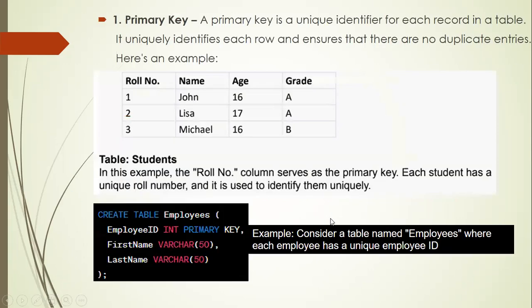Now we'll go with the types of keys. There are different kinds of keys. From those, we'll see some of the important main keys, the ones we familiarly use. We'll see one by one. Okay. What is the first key? Primary key. The first key is the primary key.